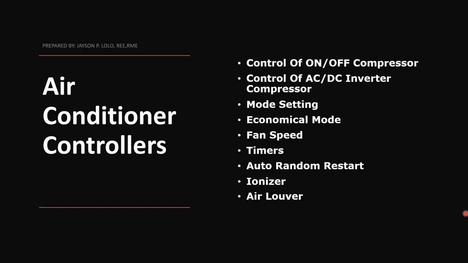The fifth one is the fan speed. Usually the fan speed can be changed into low, medium, high, or auto. The auto mode has built-in intelligence that determines the speed of the fan depending on the room temperature and set temperature. Higher speed is used if the difference between these two temperatures is higher, and lower if low.